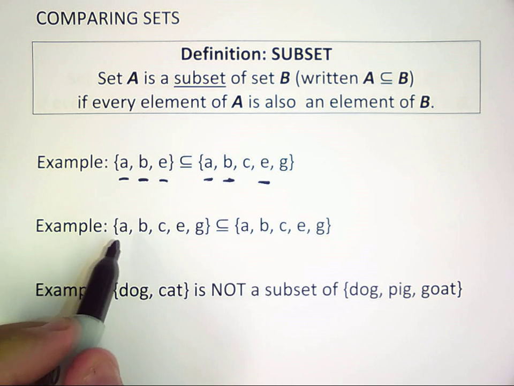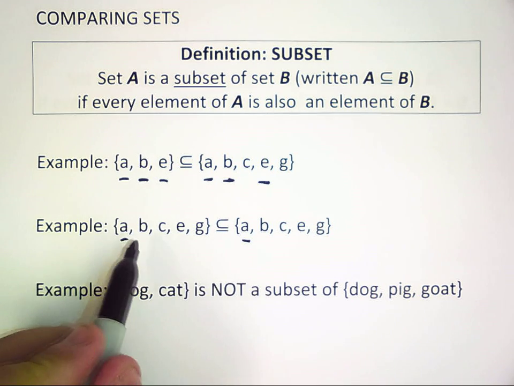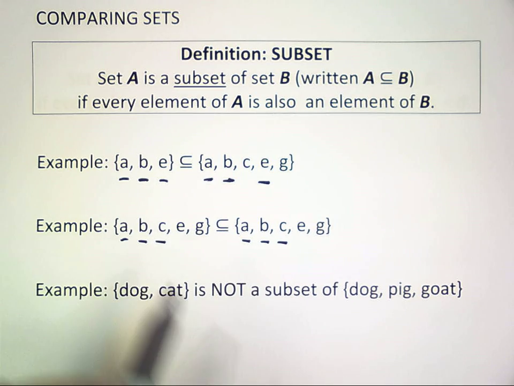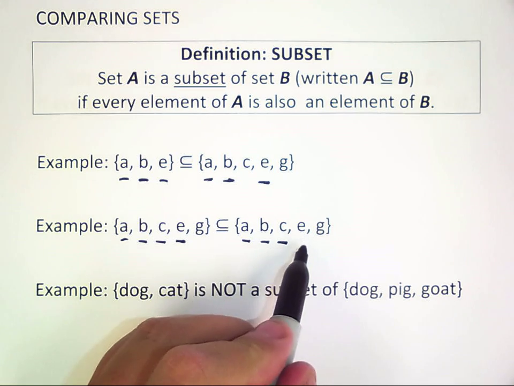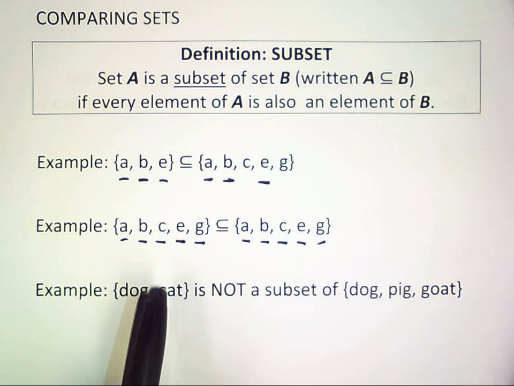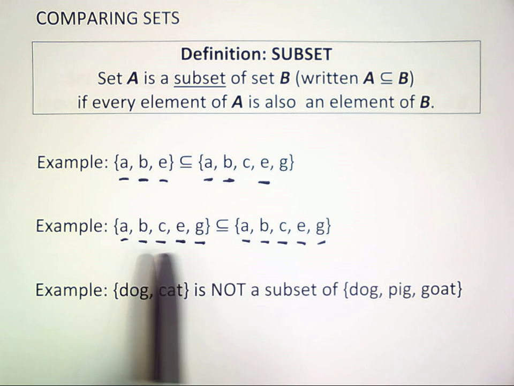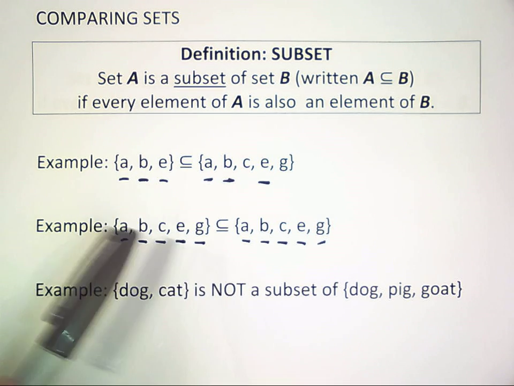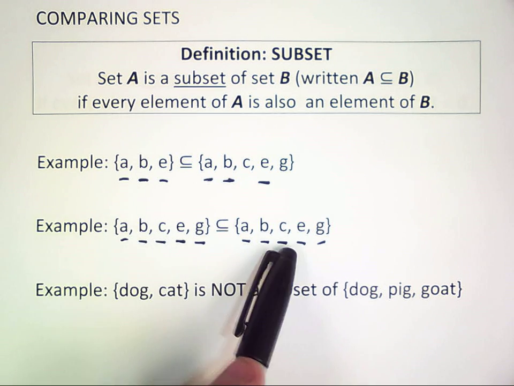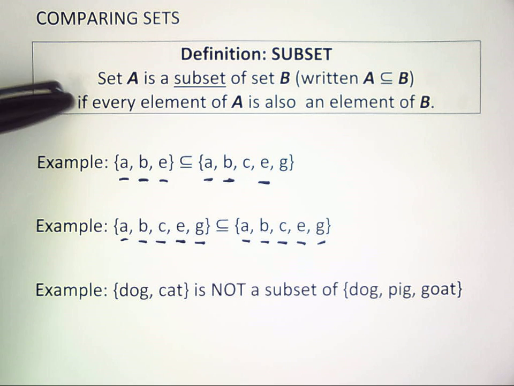Second example, and try the same thing. There's an A here, it appears on the right. There's a B on the left, it appears on the right. There's a C on the left, it appears on the right. There's an E on the left, there's an E on the right. There's a G on the left, and there's a G on the right. So according to our definition of subset, the set on the left is a subset of the set on the right. Now it might look a little unusual that the two sets are actually equal, but that's okay. This still satisfies the definition of a subset. So a set is in fact a subset of itself by the definition of a subset. That's something to keep in mind.